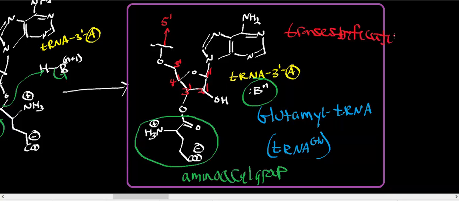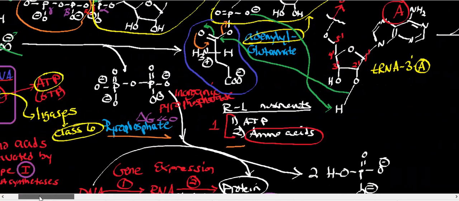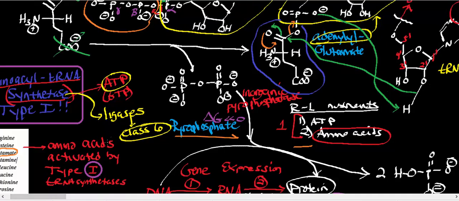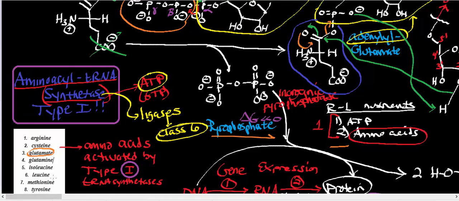trans-esterification reaction. Okay, so hopefully this video gave you a little bit of intuition on the mechanism of type 1 aminoacyl tRNA synthetases. Go back and watch the videos on the type 2, and in the future we'll look at the mechanism of peptidyl transferase, the catalytic component of the ribosome.